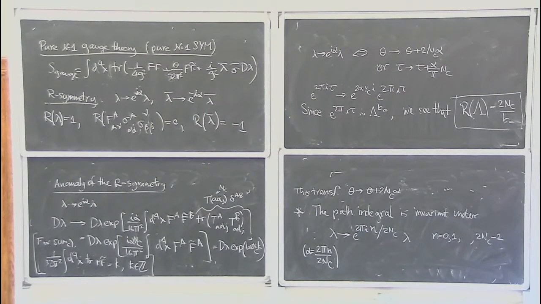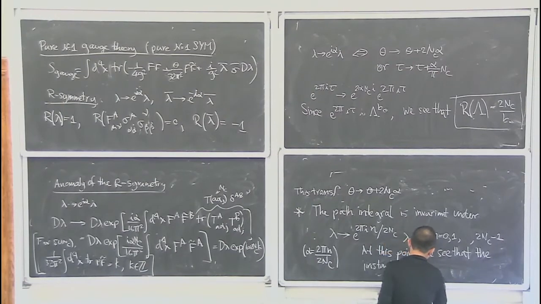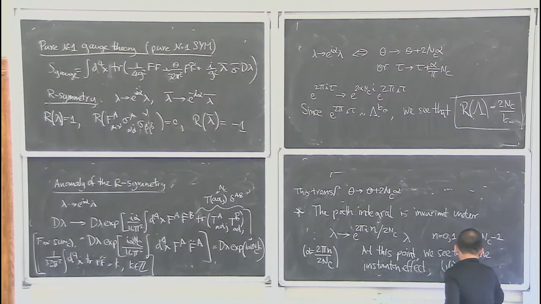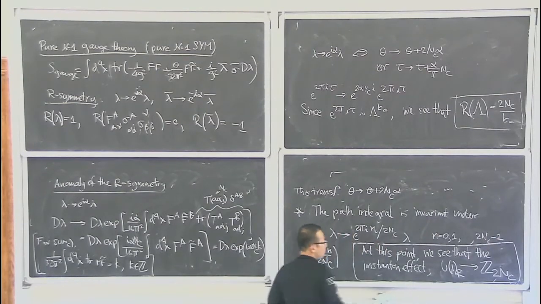Did you see that? So what I did show is that at this point, we see that the instanton effect breaks U(1)_R to Z_2N_c. This is a highly important result.